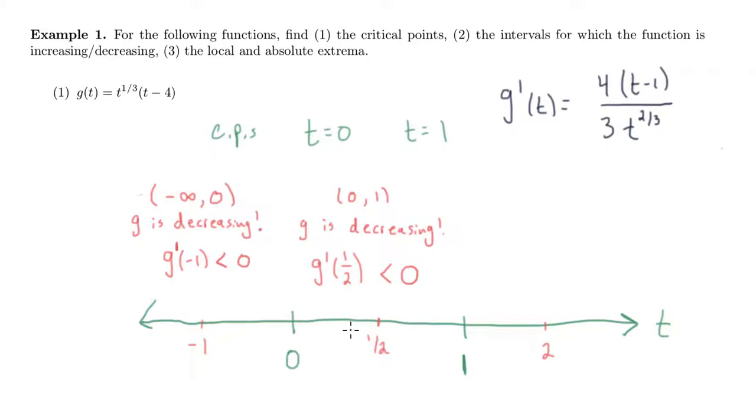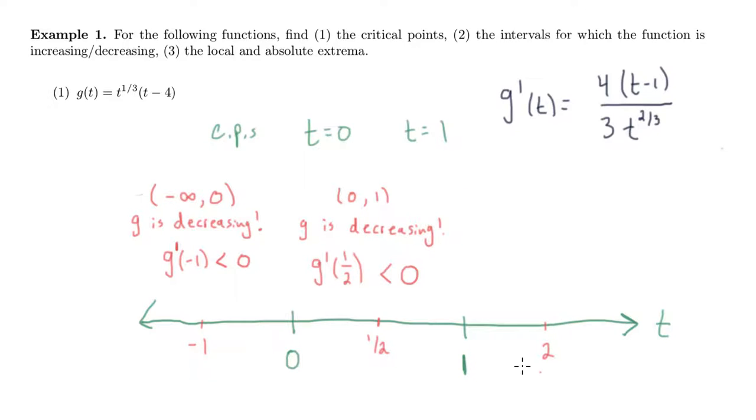How do I know it's negative over the whole interval? Well, if it changed sign somewhere between 0 and 1, I would have to have another critical point. The derivative would have to be 0 at some point for it to either change from being positive to negative or negative to positive. And I only have these two critical points, 0 and 1.